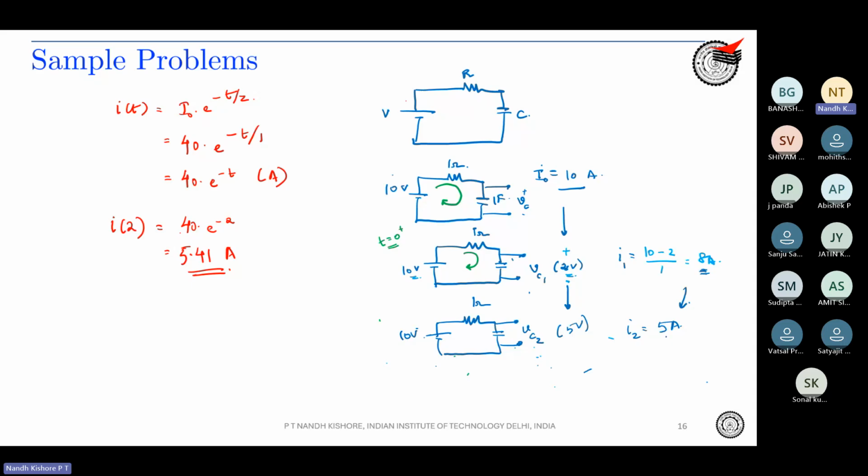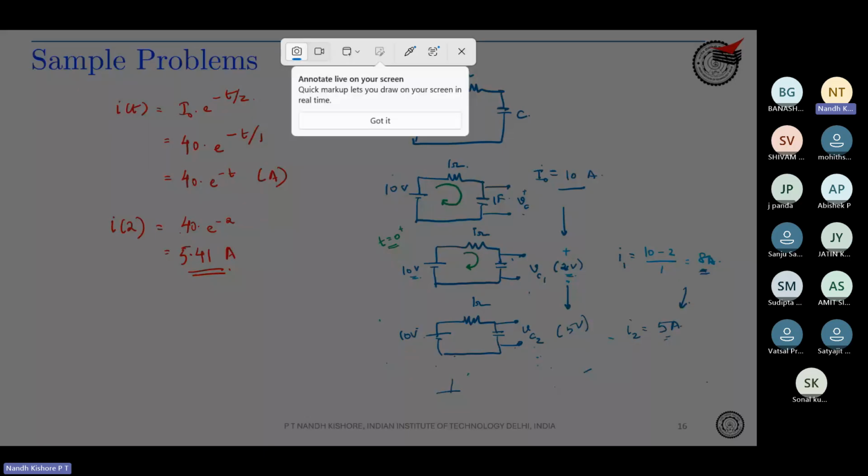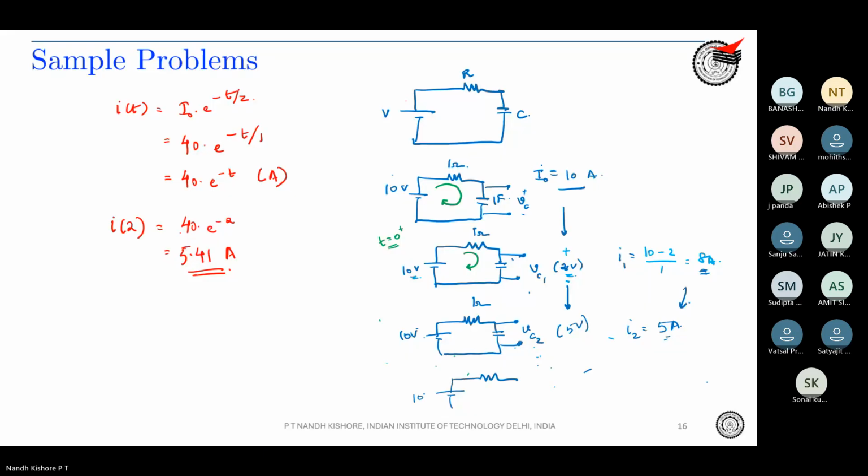Now we would take the extreme case, infinite time, after a lot of time. This is 10 volts, right? After a lot of time, what will be the voltage across the capacitor? 10 volts. So what will be the current? Infinity? 0. Exactly, 0.